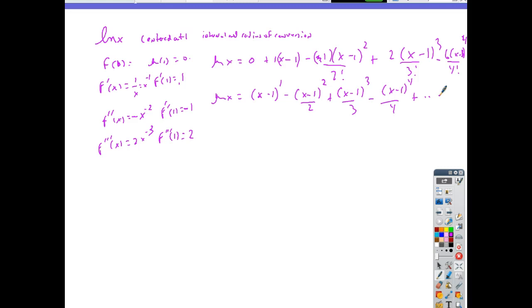Okay, so that's my series. I want to figure out the interval of convergence for this series. So what am I going to do? We're going to try to find the radius. We're going to use the ratio test to find convergence, right? If there's a convergence question, I'm always starting with the ratio test. I've got to find my nth term. So what's my nth term going to look like?